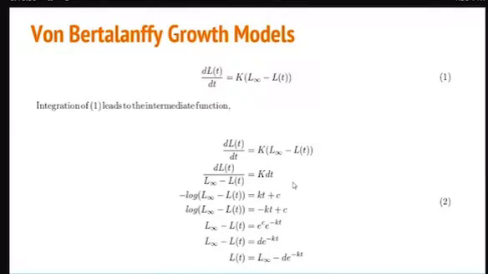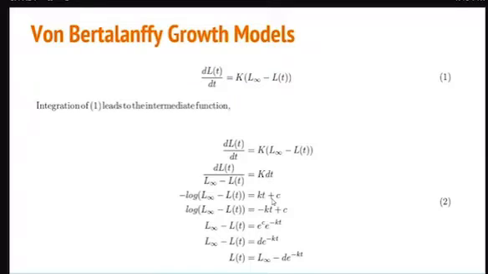There's a particular law in mathematics. When I differentiate the denominator and I have that as the numerator, I'm just going to write the log of the denominator. Don't forget there's a minus here, and this is going to be equal to KT plus C. That was how you got minus log of L infinity minus L of t equal to KT plus C. Every other one is going to go.